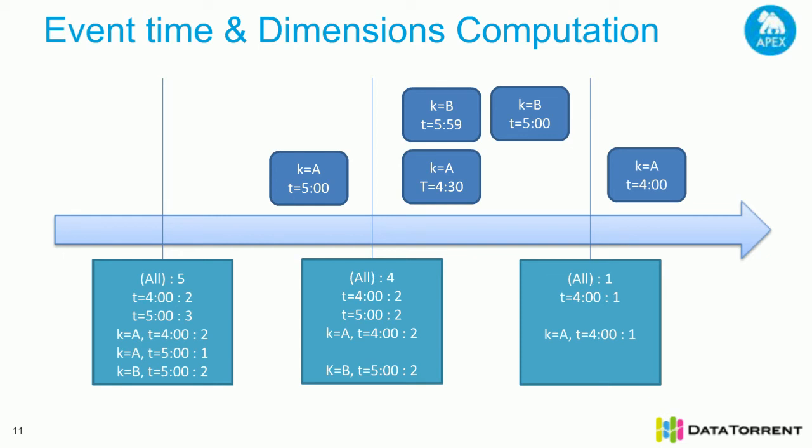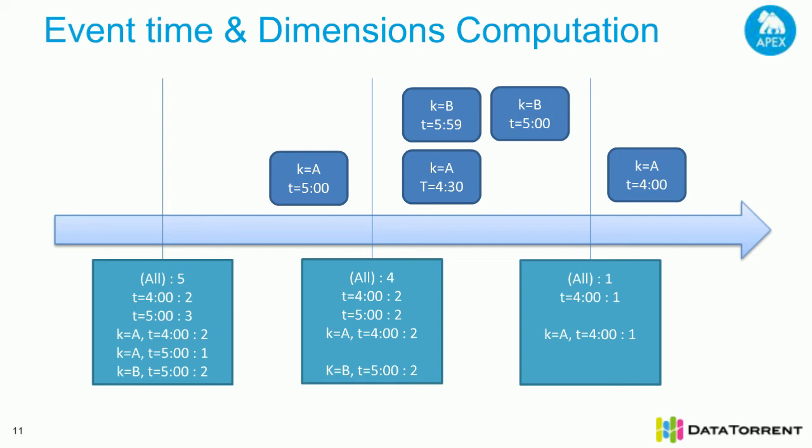So here's an example. I'm going to skip that quickly, but this shows how in Apex you can actually do event time processing, we call it dimensional computation. So when you look at the T field in the data tuples, you can actually see how these events are processed, and there are no assumptions about the arrival order of the tuples.